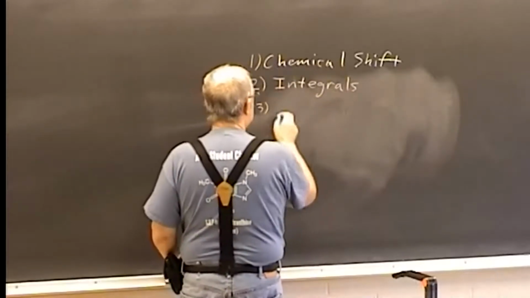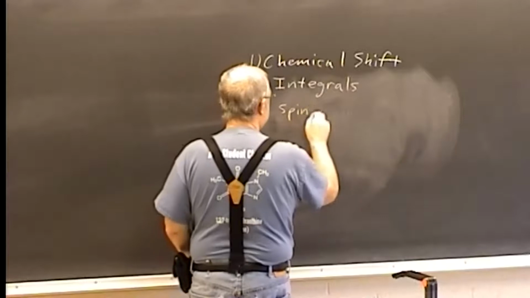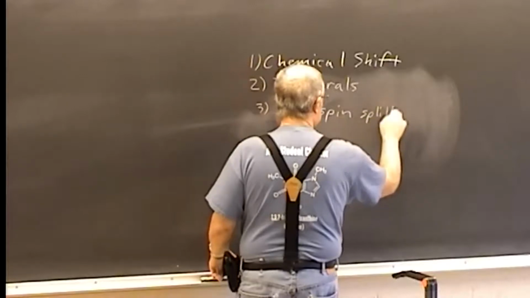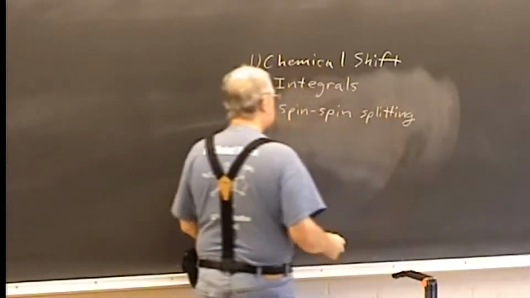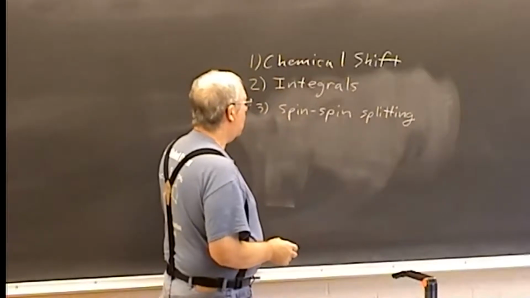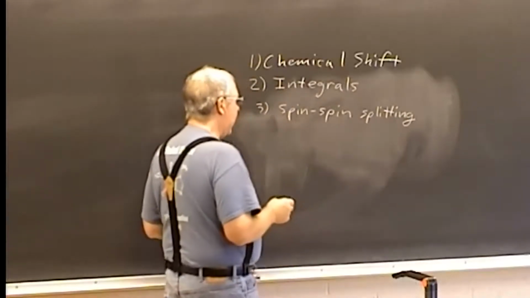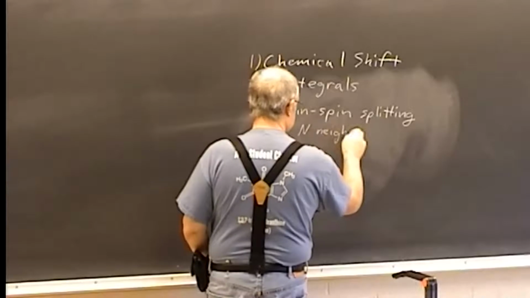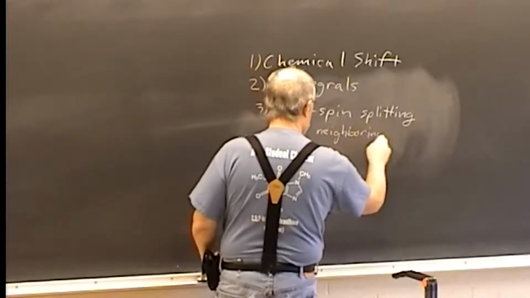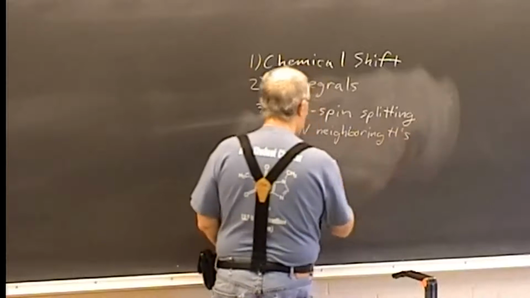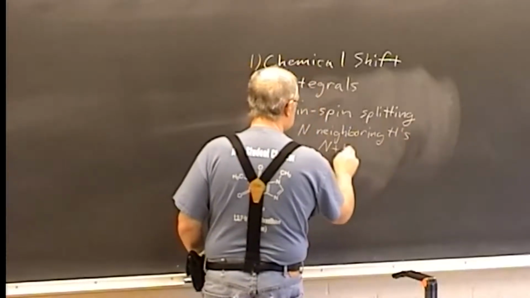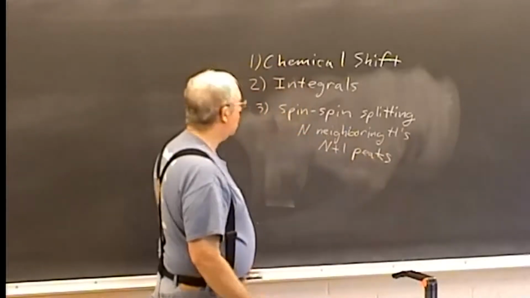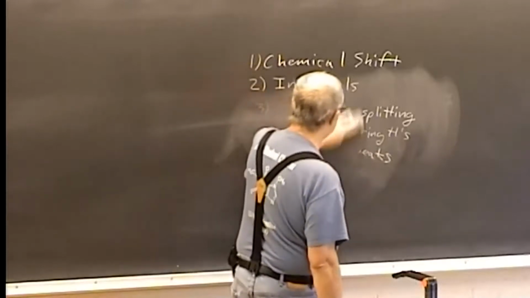The third item is what we call spin-spin splitting. If we have n neighboring hydrogens, then we'll see n plus 1 peaks. I'm going to run through a few examples of that.